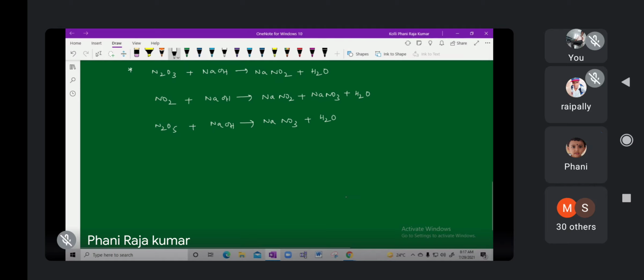Once again, please highlight this reaction: plus 4 going to plus 3 and plus 5, a disproportionation reaction. That means among the oxides of nitrogen, NO2 undergoes disproportionation reaction with water as well as with alkali. Alkali means strong bases. With NaOH, NO2 gives two types of salts, while N2O3 and N2O5 each give only one type of salt.